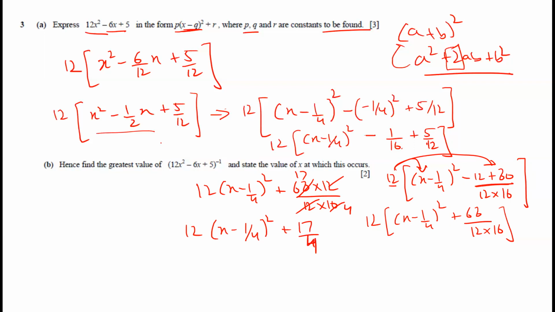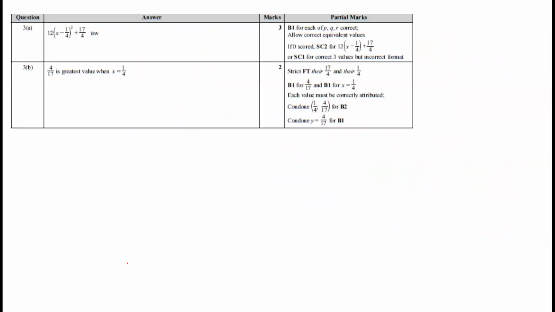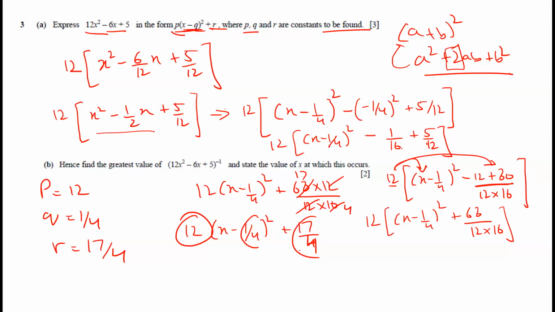So we need to write, what will be your p? p will be 12. What will be your q? q would be 1/4. And r will be 17/4. So p equals 12, q equals 1/4, and r equals 17/4. So this is what the answer should be: 12 (x − 1/4)² + 17/4. So this is exactly what we are getting.